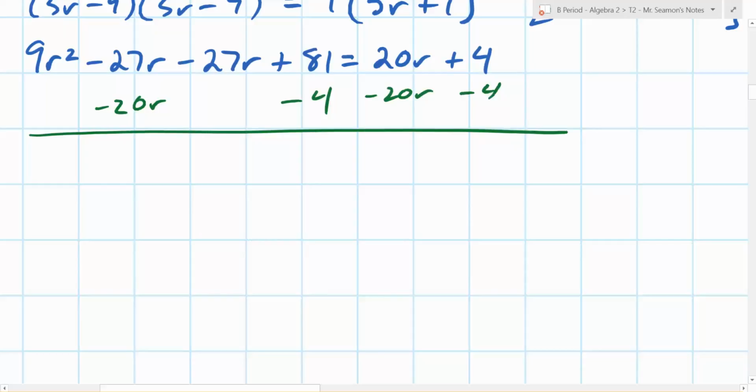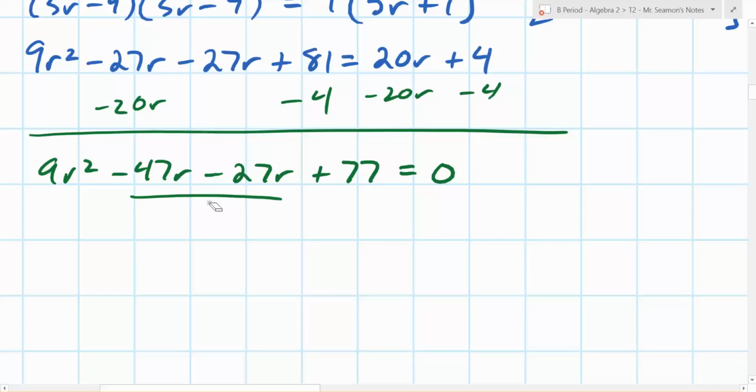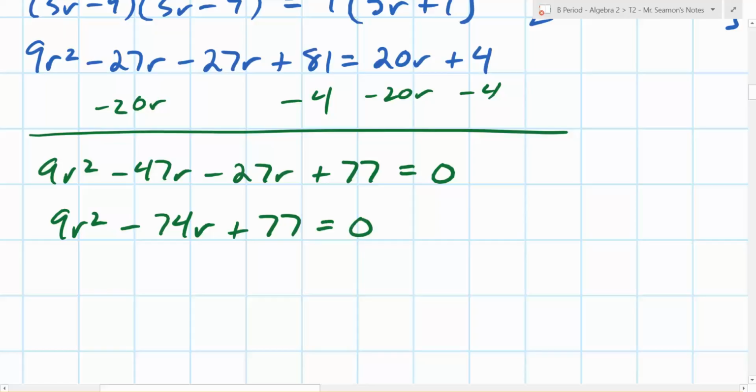So what do we end up with? We end up with 9r squared minus 47r minus 27r plus what? 77 equals what? Do we have two things we can combine here? Yeah, what do we end up with? 9r squared minus 74r plus 77 equals 0. At this point, does it equal 0? Yeah. Is it most simplified? Yes. Is there anything else to combine? No, you can't combine any of those terms.